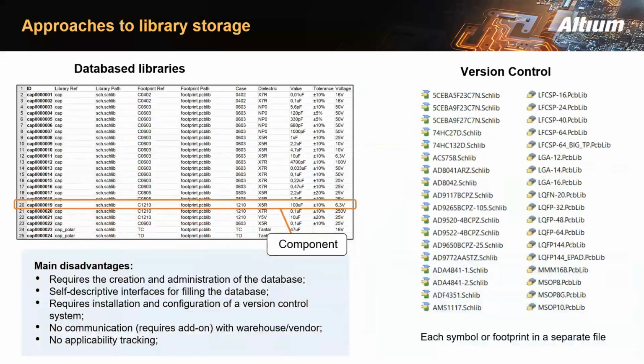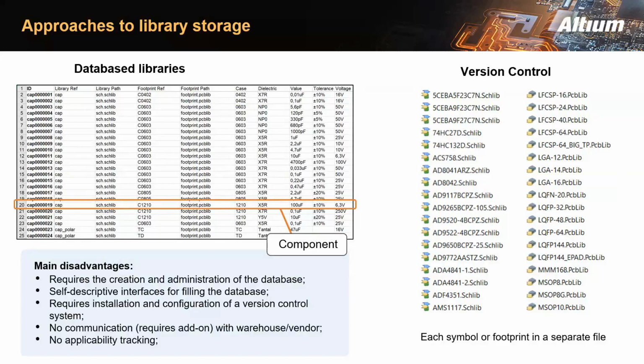The more advanced approach is to use database libraries. Components are presented in tabular form where each row is a component. The row contains information about the symbols and footprints and from which library to use, as well as a set of parameters. The component is formed at the moment of insertion into the schematic from the database. If it's necessary to organize a version control system, the libraries are separate. Each symbol and footprint is a separate file so you can track versions.